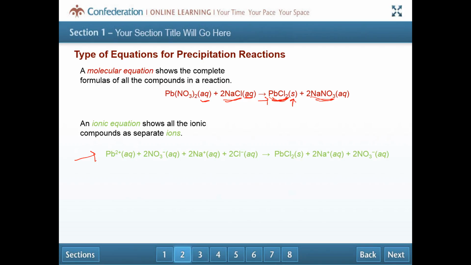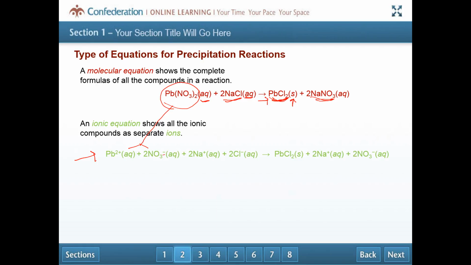So basically we've taken the lead 2 nitrate and we've separated it into its two ions. So notice each of them now has a charge. And it did over here as well, we just didn't explicitly say that in the equation. Now we're explicitly telling whoever's reading our equation what the charge is.